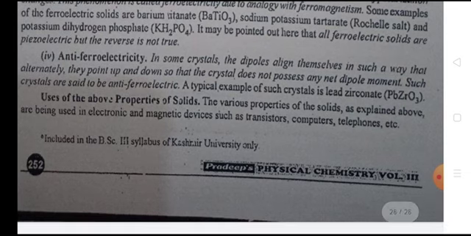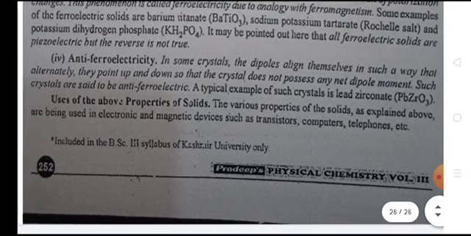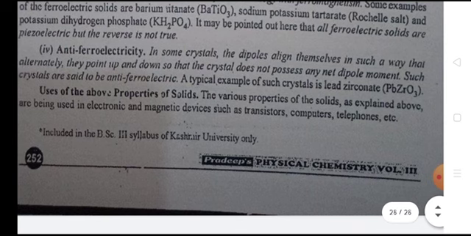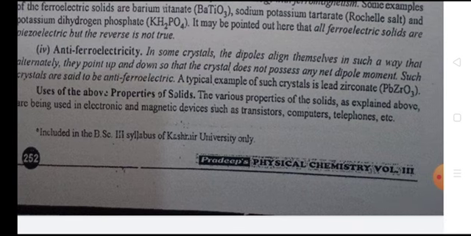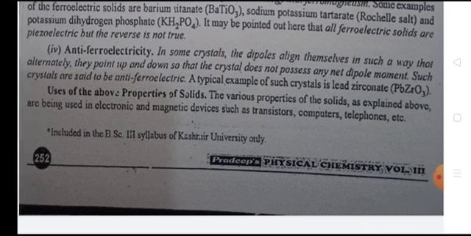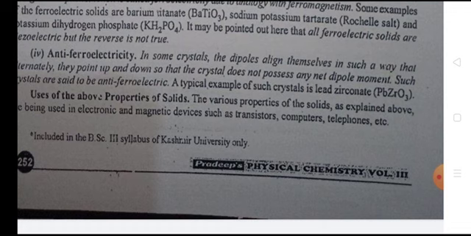Fourth, antiferroelectricity. In some crystals, the dipoles align themselves in such a way that alternately they point up and down, so that the crystal does not possess a net dipole moment. Such crystals are said to be antiferroelectric. A typical example of such a crystal is lead zirconate.